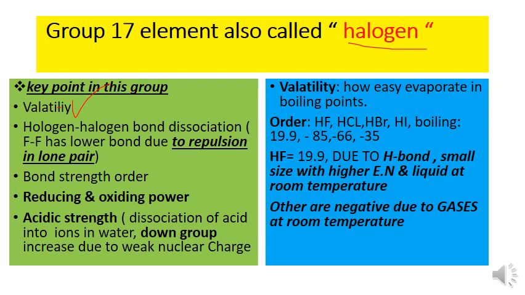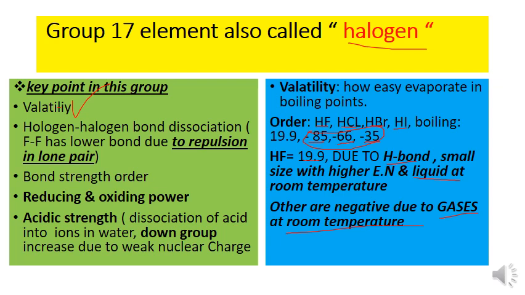For example, hydrogen fluoride has this boiling point, and fluorine also has this boiling point. Hydrogen bromide has this boiling point. Why is hydrogen fluoride anomalous? It is due to hydrogen bonding and the small size with high electronegativity, and it is a liquid at room temperature, but the others are gases at room temperature. Those are the reasons why it is different.